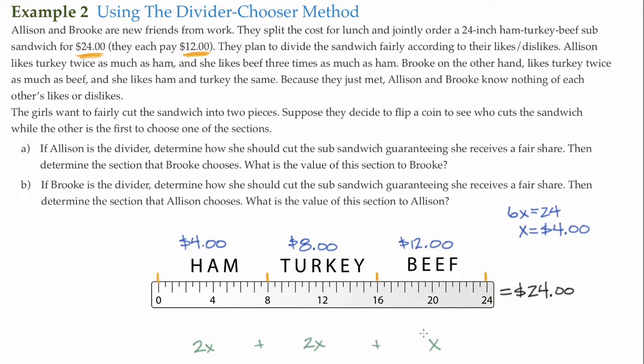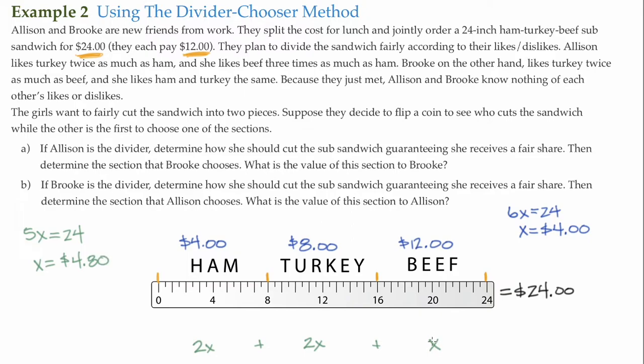2X and 2X plus X, that's 5X. That's got to be equal to the cost of the sandwich. Again, using algebra, we could divide both sides by 5. X has got to be equal to $4.80.